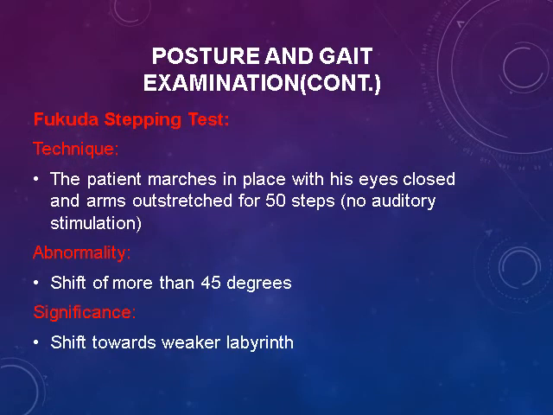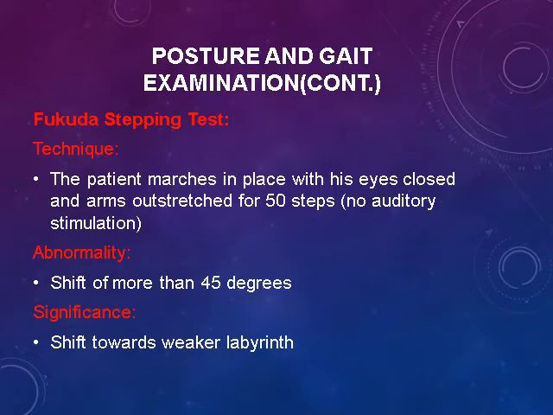The second test is called the Fukuda stepping test. How do we perform it? The patient is asked to close his eyes and take steps in his place, march in his place for 30 to 50 steps with his eyes closed and his arms outstretched in front of him. And please avoid any auditory cues or auditory stimulation while performing this test.